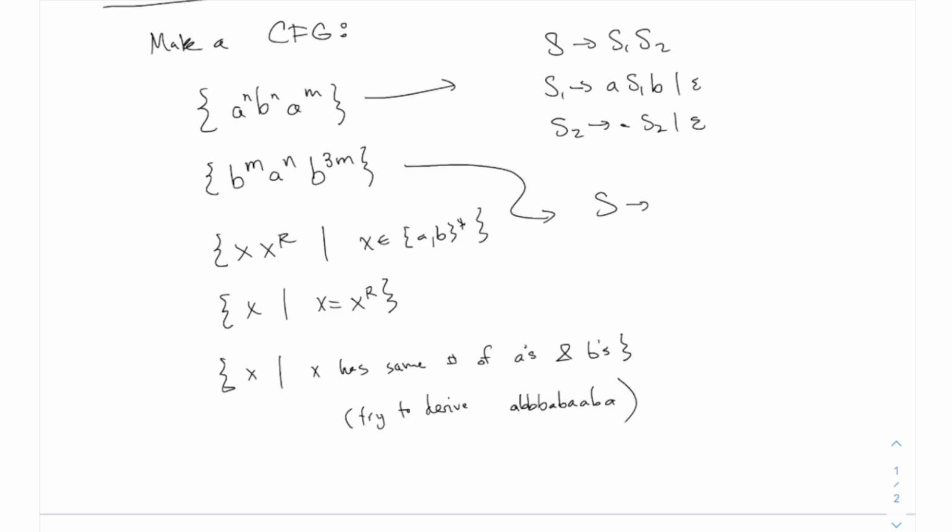You should have done something like S goes to B S B B B. This balances B on the beginning with 3 B's on the end, which will build out the two ends of it. And then at some point, you just need to finish with a bunch of A's in the middle. So I go to T, and then T goes to AT or epsilon. This is what I saw most people come up with for that one.